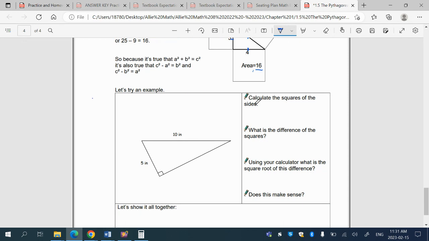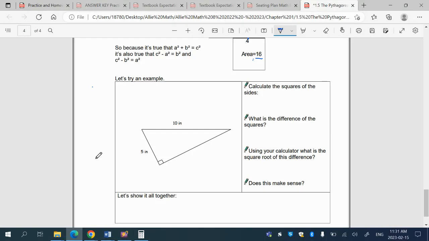So let's calculate the squares of the sides. So here we got 5 inches and 10 inches. So calculate the squares of the sides. We do this one right here. That would be 5 squared. And this hypotenuse one right here would be 10 squared. So 5 squared, 5 times 5 is 25. And 10 squared, 10 times 10 is 100.